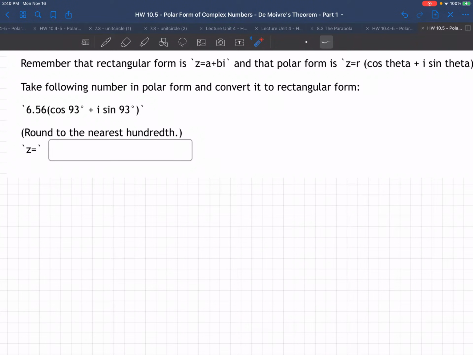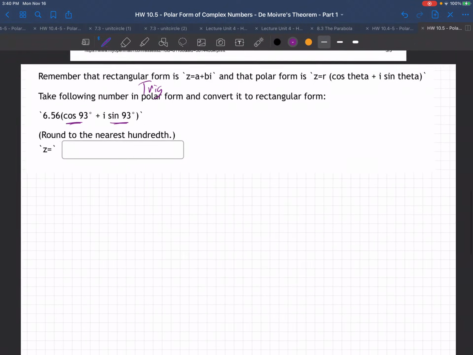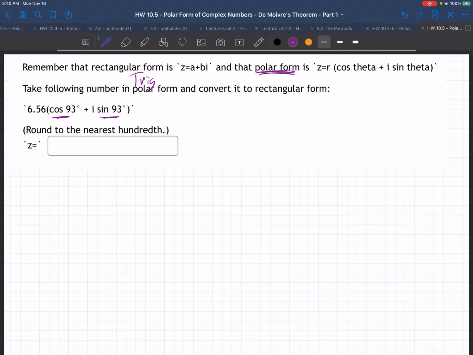Here's an example in which we're starting with a complex number in polar form, and we want to convert it to rectangular form. So polar form is also called trig form because it's got trig functions in it. Polar form, also called trig form, is where you put the r in the front, you put the cosine of the angle theta, and then i sine of the angle theta. So how do we convert this?